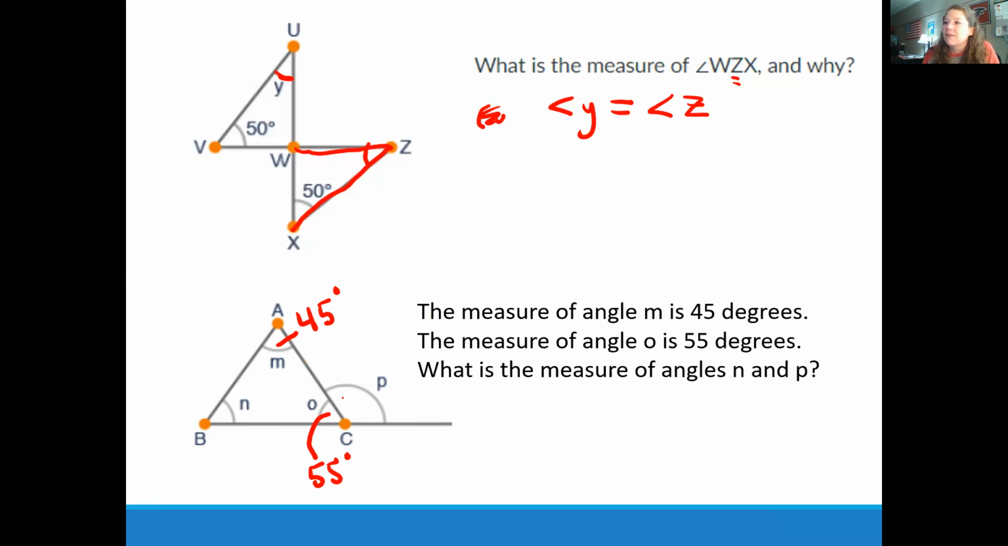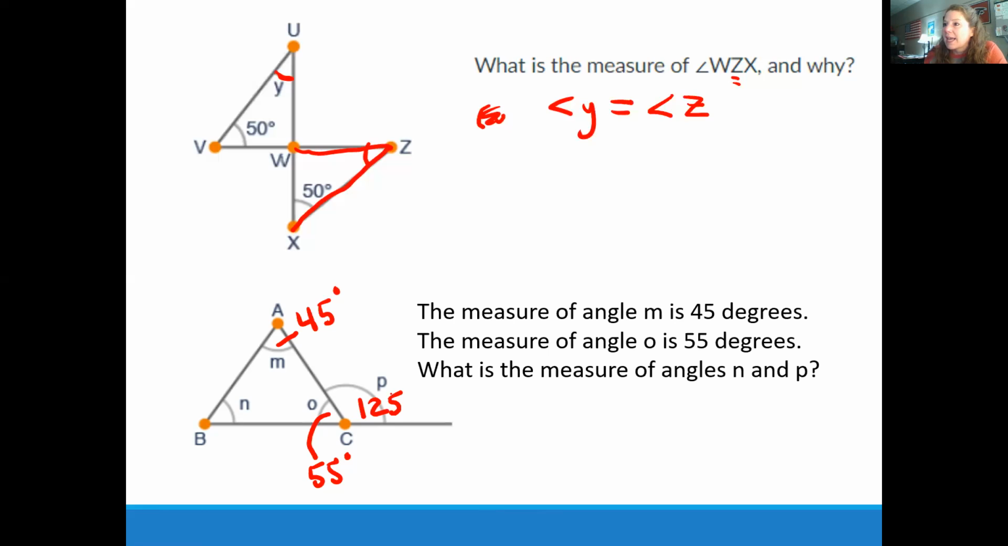Well, we could think of O and P as supplementary, so we could just subtract 55 from 180 to get P. And then the three angles of the triangle together equal 180, right? So there's a couple of different ways we can do this. I'm just going to subtract. I know that O and P are supplementary angles, so I'm going to subtract 180 minus 55, and I got 125.